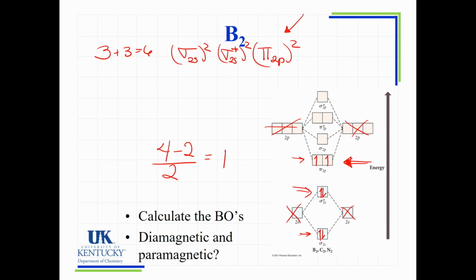But in this one, would it be diamagnetic or would it be paramagnetic? Well, it'd be paramagnetic because we have these parallel spins. Paramagnetic, and what would that mean in terms of a magnet? It means it would be attracted to a magnet as opposed to diamagnetic.